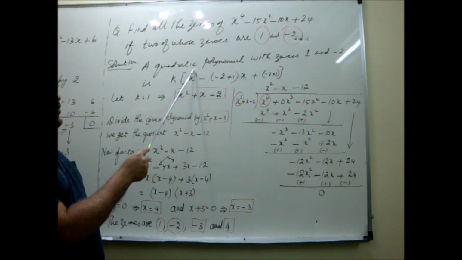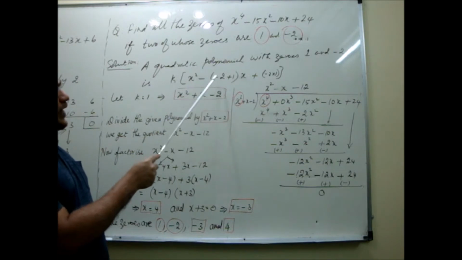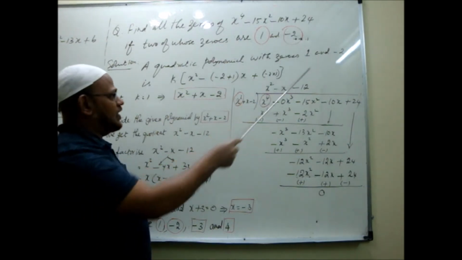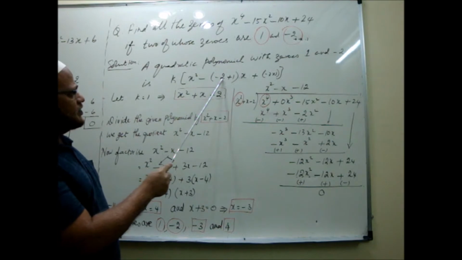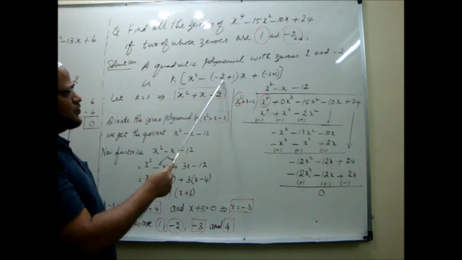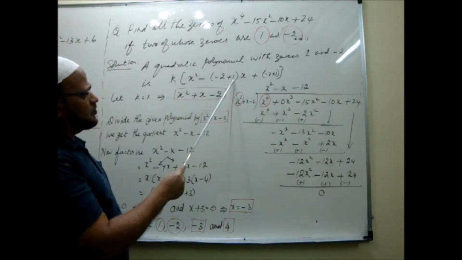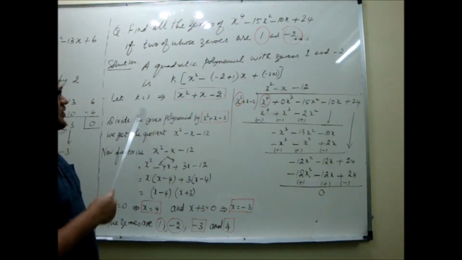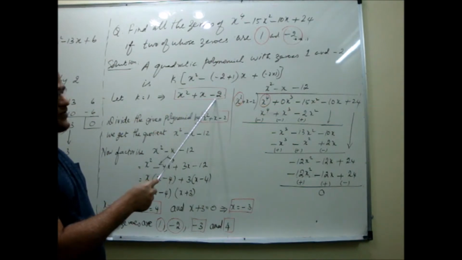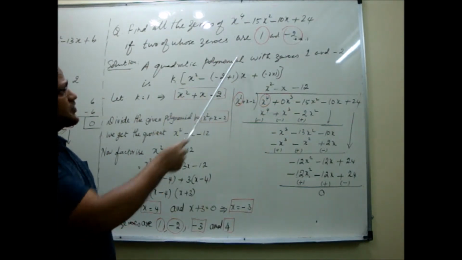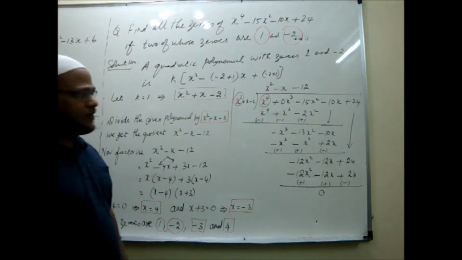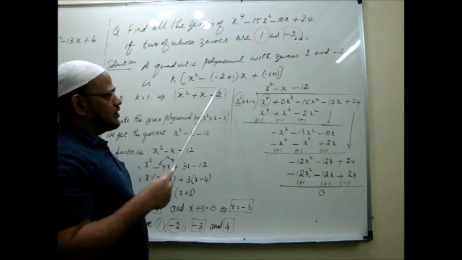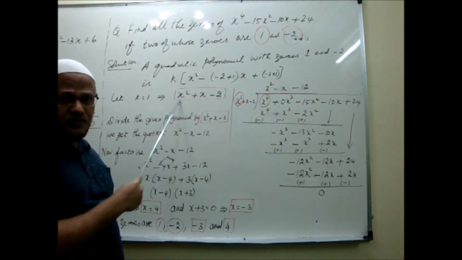We form k into x square minus (alpha plus beta) x plus alpha beta, as we did before. So I use that formula and find k into x square minus (minus 2 plus 1) x plus (minus 2 into 1). This k you take as 1, any value. So I got x square plus x minus 2, a quadratic polynomial whose zeros are the given zeros. Next what you do, divide the given polynomial by the quadratic polynomial you made out of the given zeros.